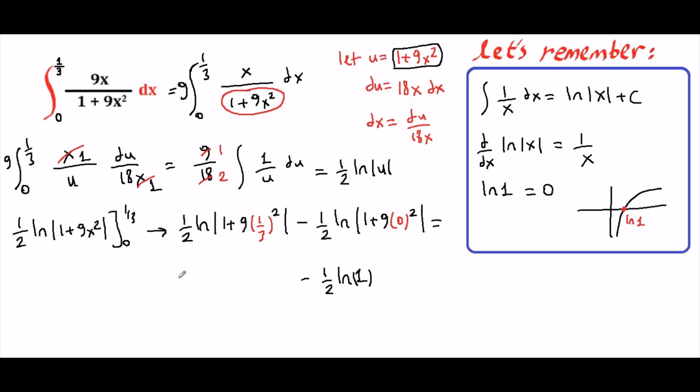And the first part of the integrand will be 1/2 ln of 1/3 squared, which is 1 over 9, times 9 is 1, 1 plus 1 is 2, so it's going to be ln of 2. So we have 1/2 ln of 2 minus ln of 1. So ln of 1 is 0, so this is going to be 0. So our final answer is 1/2 ln of 2.